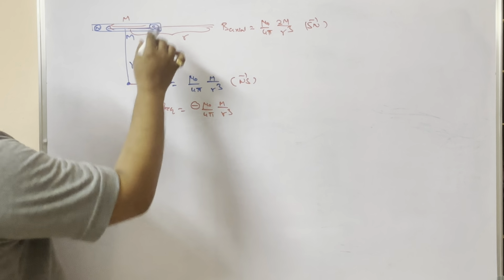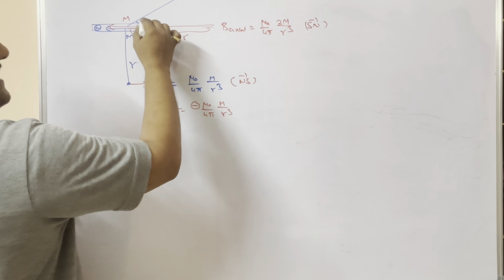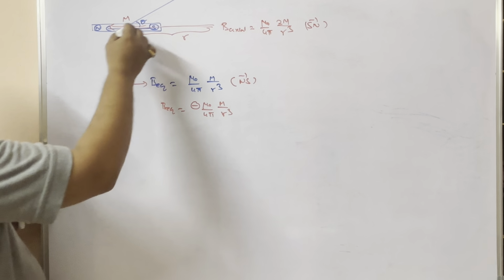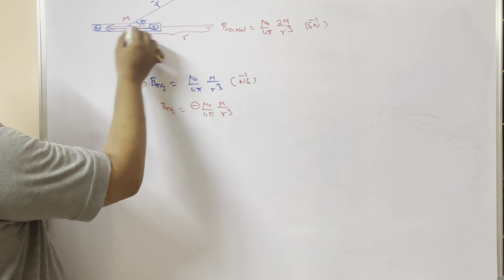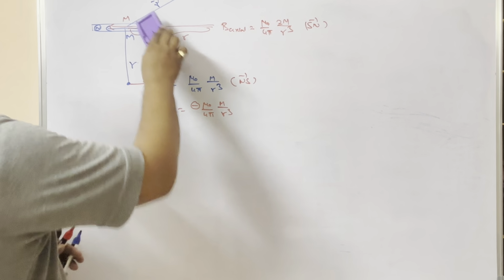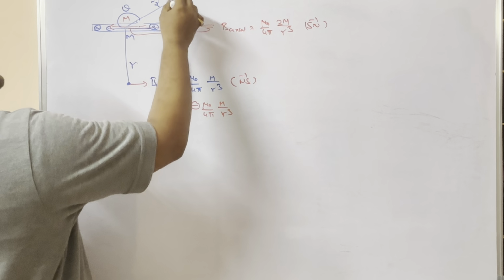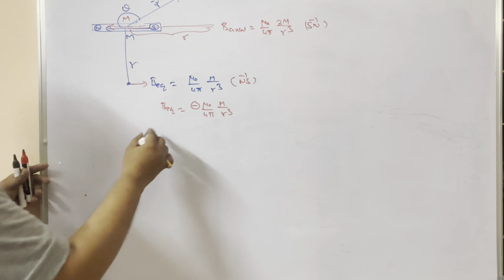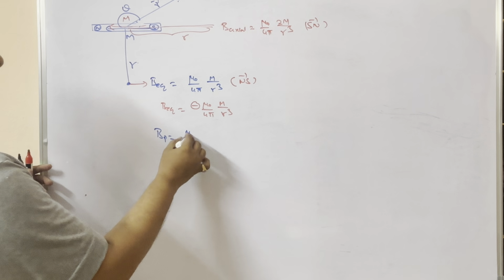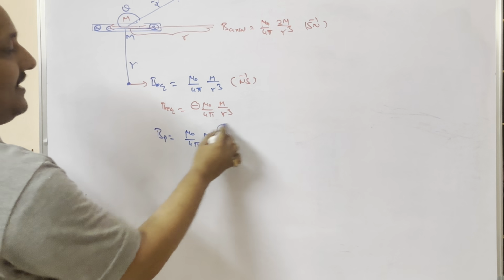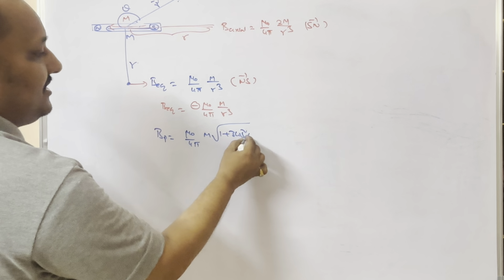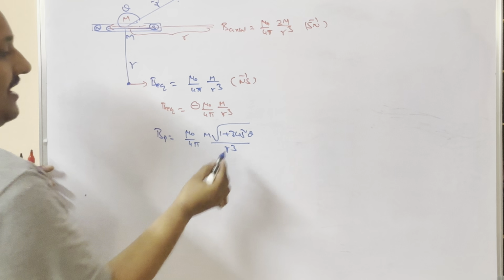Next, at any point which is making some angle theta, this theta should be the angle between M bar and r bar. So M bar and r bar, this is theta. At this point, what is the magnetic field intensity? At any point it is mu naught by 4 pi M into root of 1 plus 3 cos square theta by r cube.